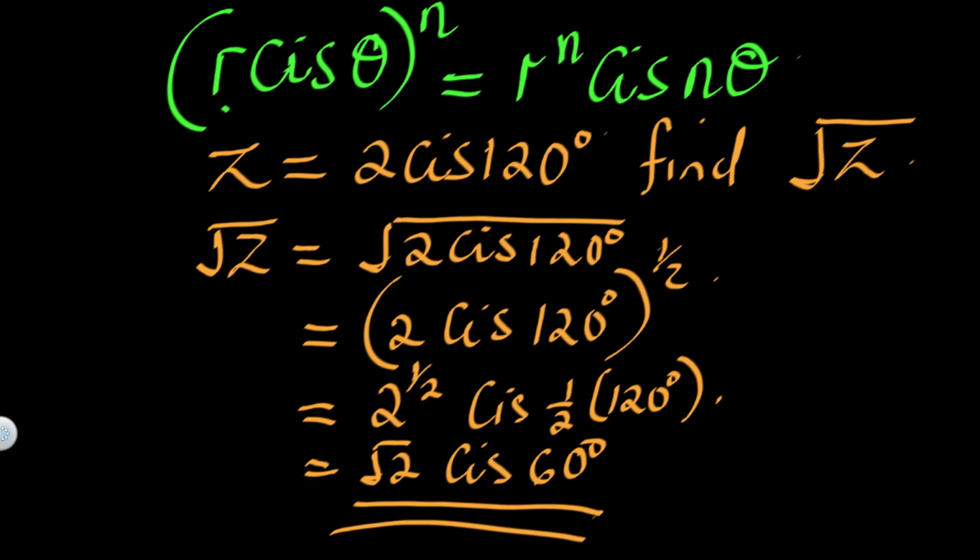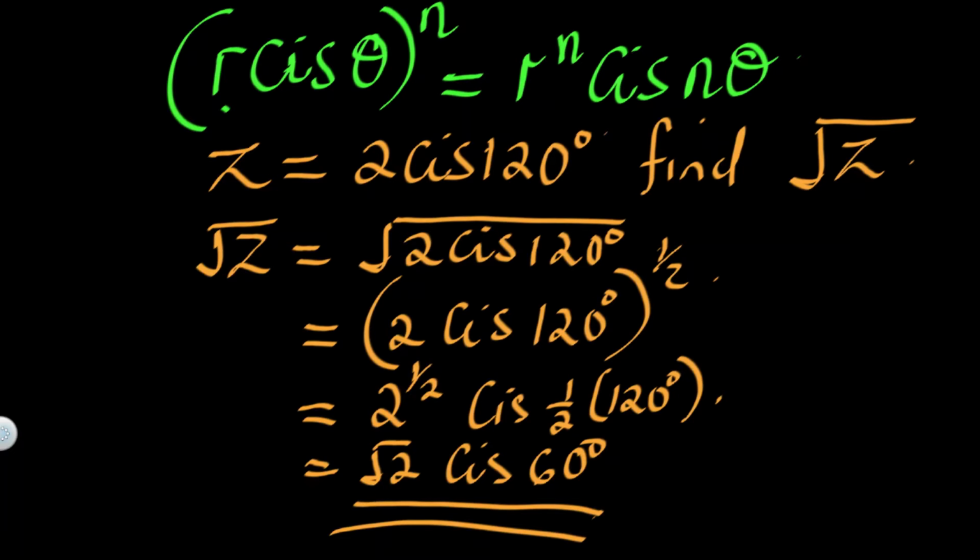It doesn't matter what power it is. Even if we are looking for the fourth root, which is 1 over 4, n will be 1 over 4. You're looking for the fourth root or the fifth root, whatever it is, you can simply apply de Moivre's theorem and you get your answer. Straightforward.